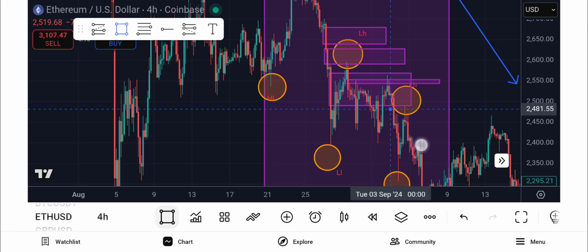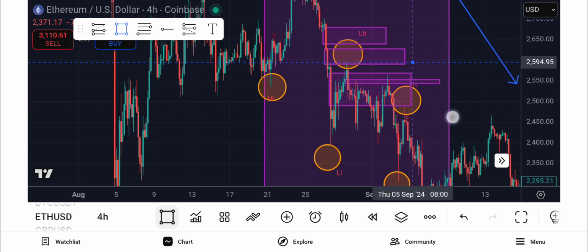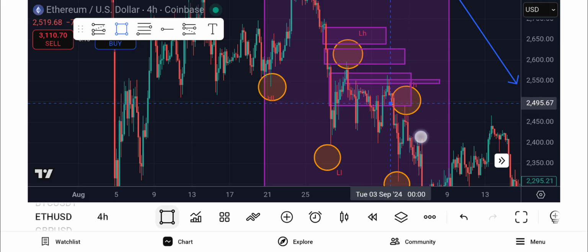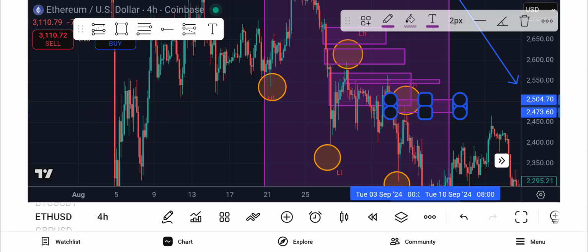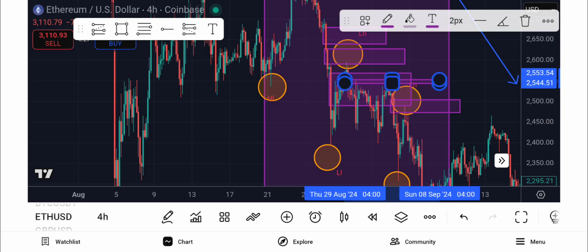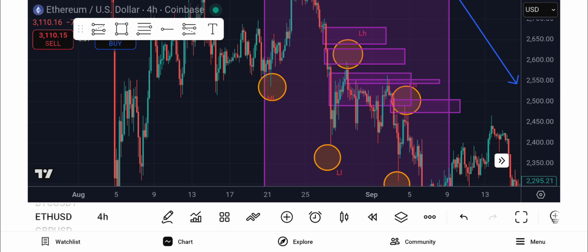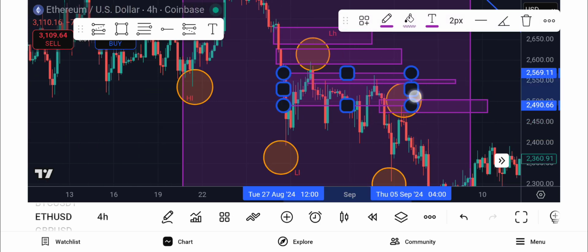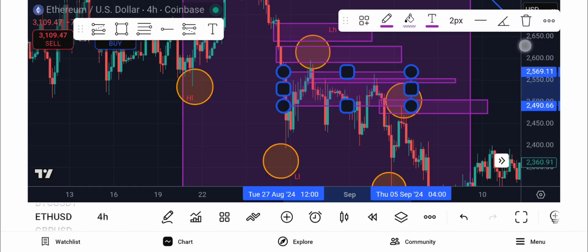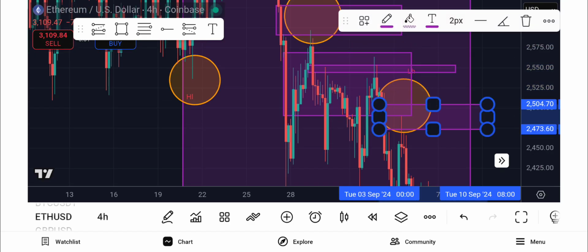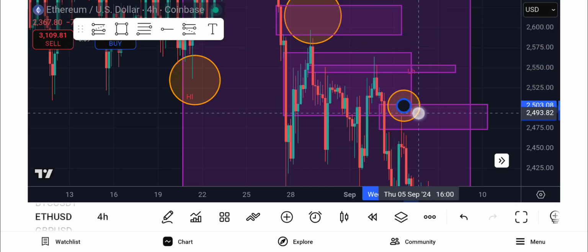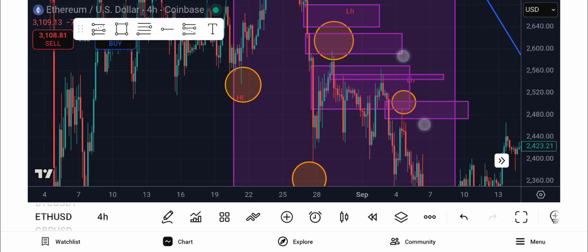What other fair value gaps do we see? Why can't we use this one? Because this is a bullish fair value gap. So we're not looking for a bullish trend, we're looking for a bearish trend. So look, 1, 2, 3. This is another fair value gap. I'm going to get rid of this. Make this a bit smaller, but yeah.